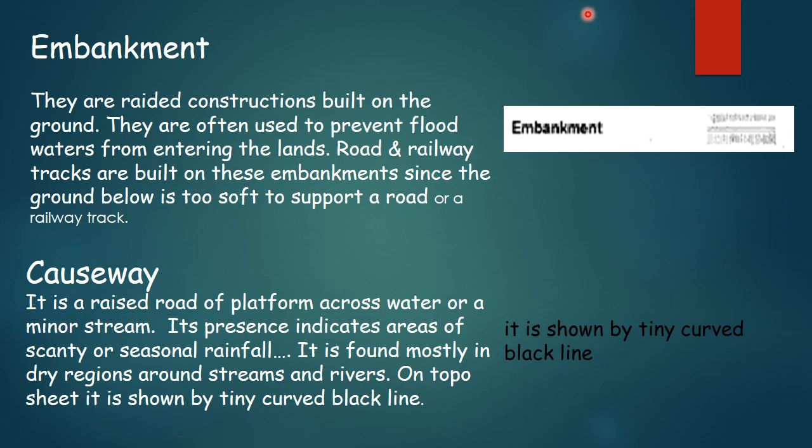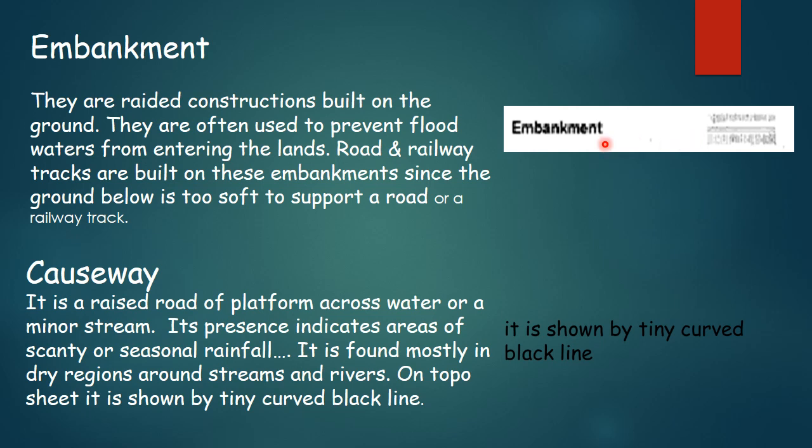Now, in the topo sheet, two more important factors are the embankment and the causeway. Now, what is called embankment? Embankment means this is a kind of construction on the ground. They are raised constructions built on the ground. They are often used to prevent flood waters from entering the lands. Road and railway tracks are built on these embankments since the ground below is too soft to support a road or a railway track. So this is the sign which is used for embankment.